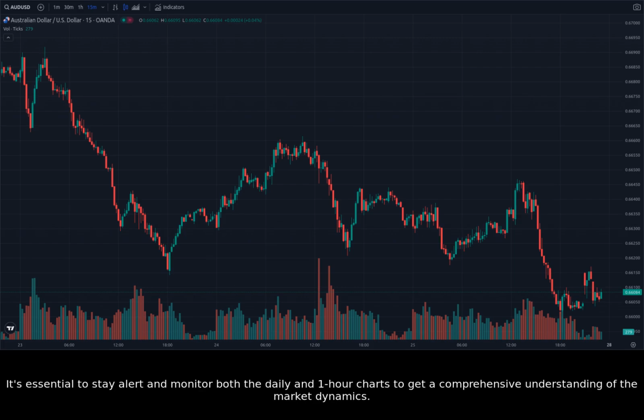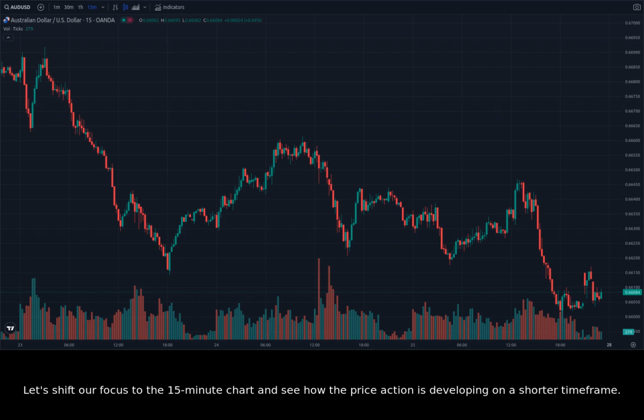It's essential to stay alert and monitor both the daily and 1-hour charts to get a comprehensive understanding of the market dynamics. Let's shift our focus to the 15-minute chart and see how the price action is developing on a shorter time frame. The 15-minute chart reveals some choppy price action, which could indicate indecision in the market.